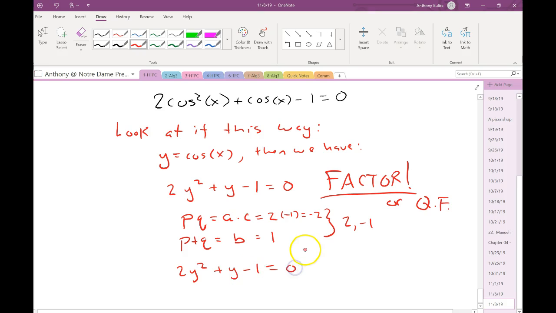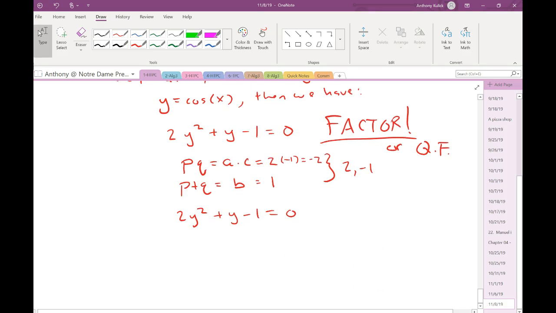Because negative 2 plus 1 adds to give you negative 1, not positive 1. It doesn't satisfy the two conditions.